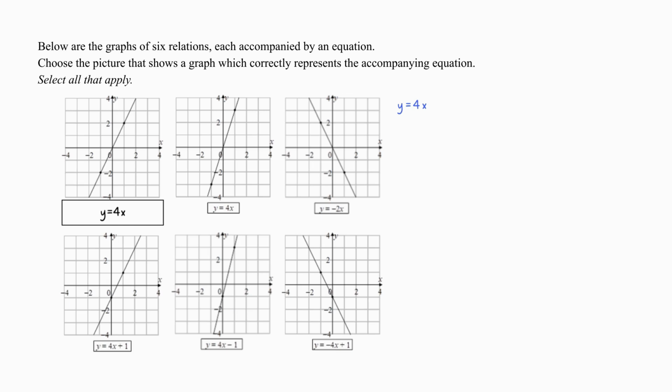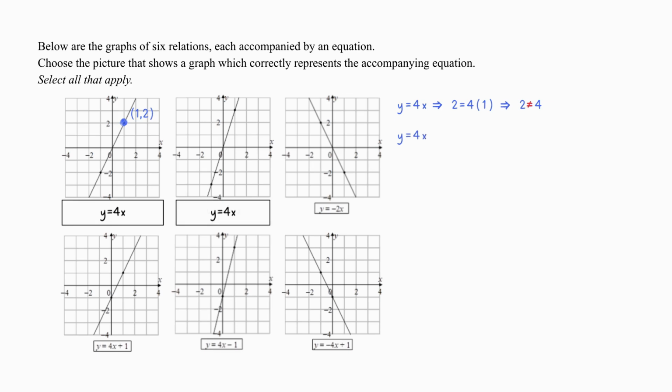Let's pick the point (1, 2). Now replace the y with 2 and the x with 1. 2 is equal to 4 times 1. 2 is equal to 4. As you can see, this is false as 2 is not equal to 4. Therefore, this function does not belong to this graph. Moving to the next graph. The function of the line is y equals 4x.